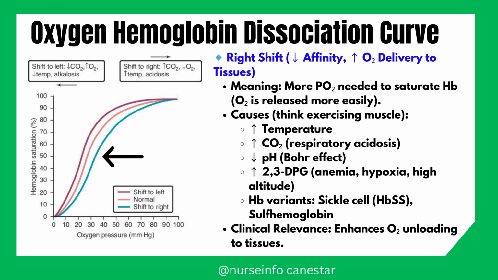2,3-diphosphoglycerate, DPG. DPG is a red blood cell metabolite of glycolysis that stabilizes the low oxygen affinity form of hemoglobin, T, and increases during hypoxia, think high altitude or exercise, and anemia. In these situations, hemoglobin needs to unload oxygen to the starved tissues. Also, sickle cell hemoglobin, HbSS, and sulfhemoglobin cannot readily bind oxygen, low affinity, and are right-shifted.